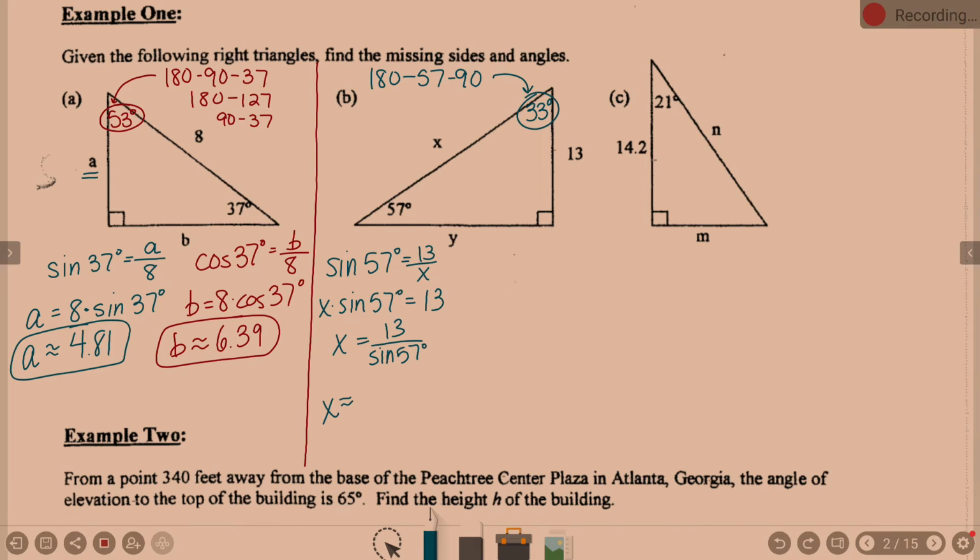And this is an option. If you're going to tell me you found it a different way, I'm not going to argue, as long as you get 15.5. I'm looking for 15.5. That's what I got.